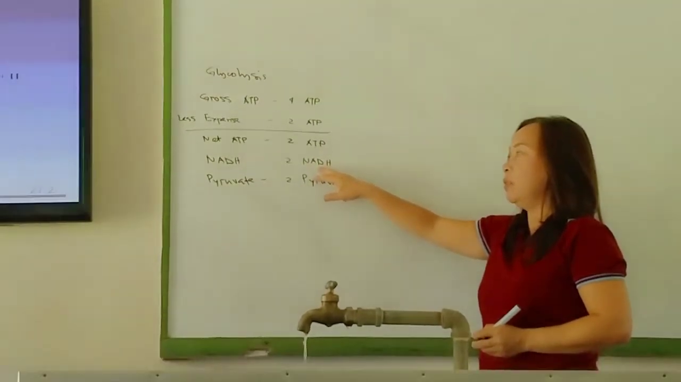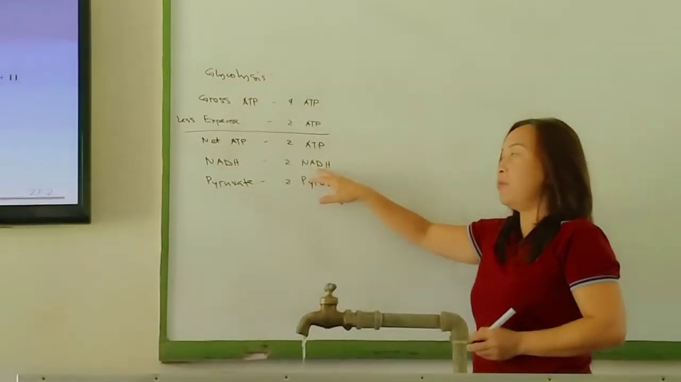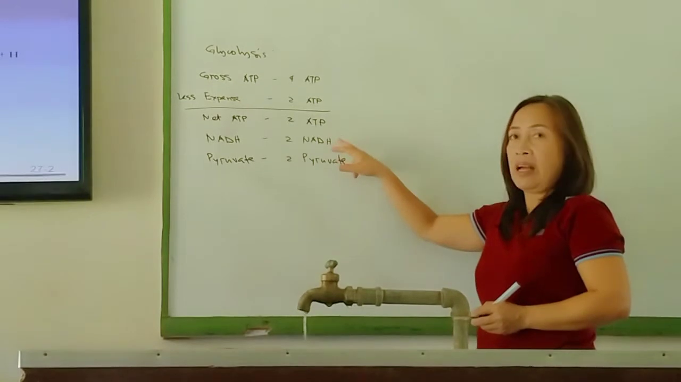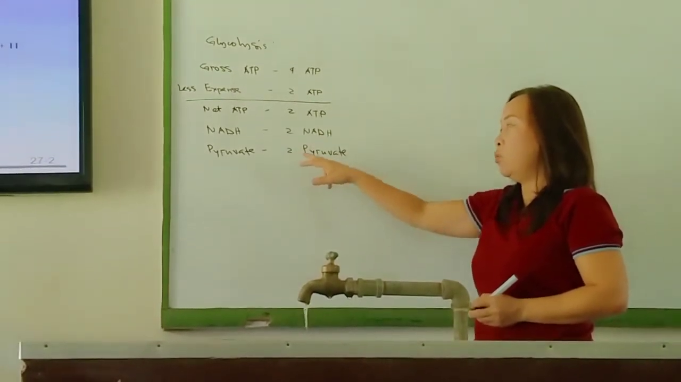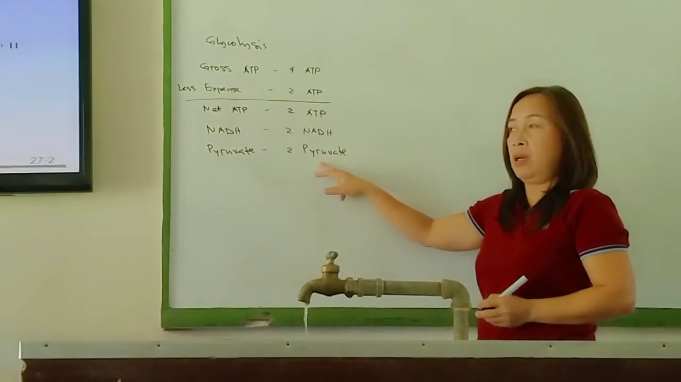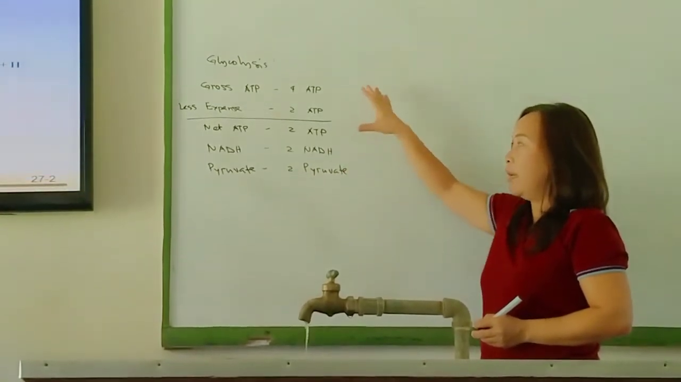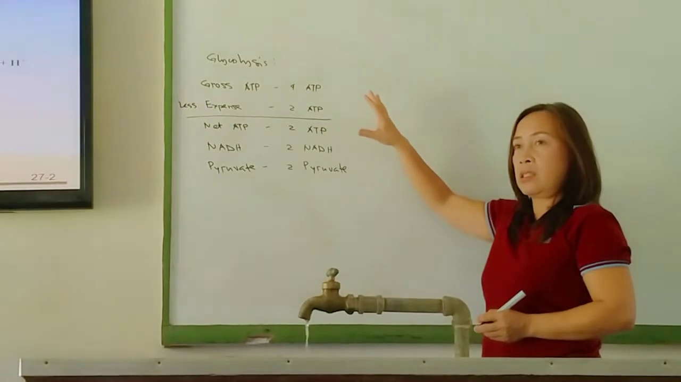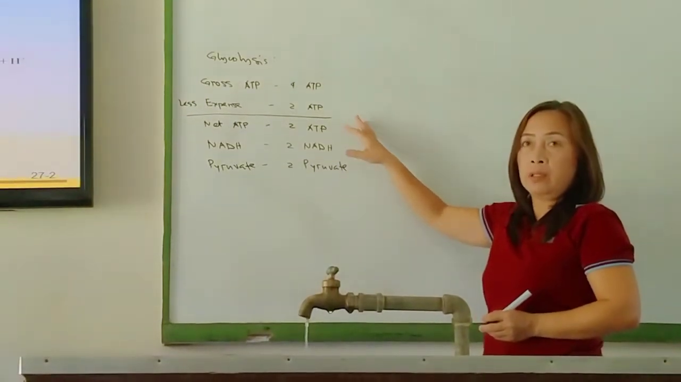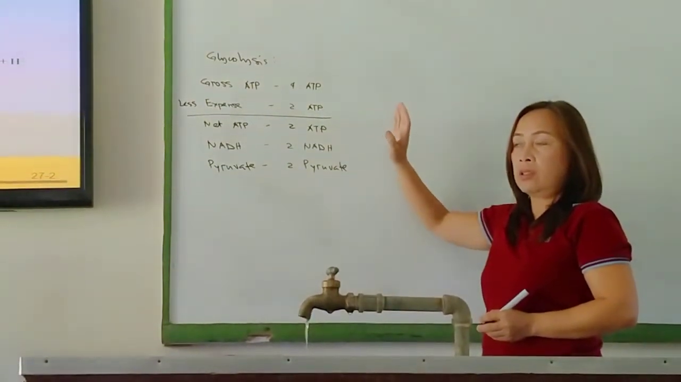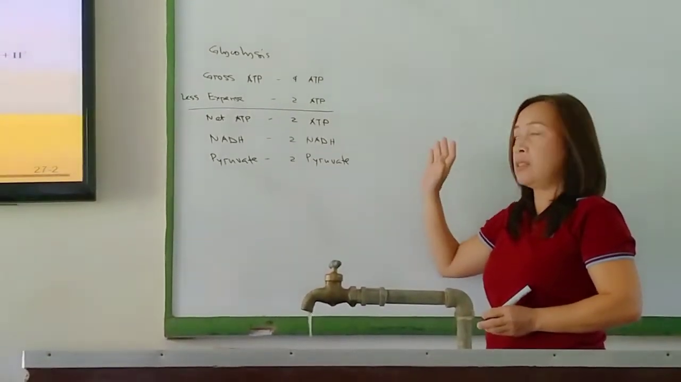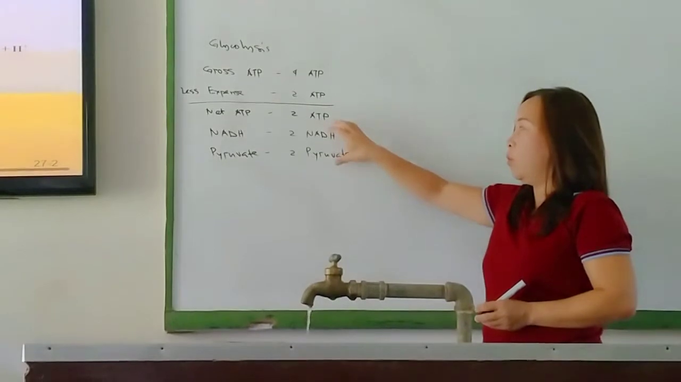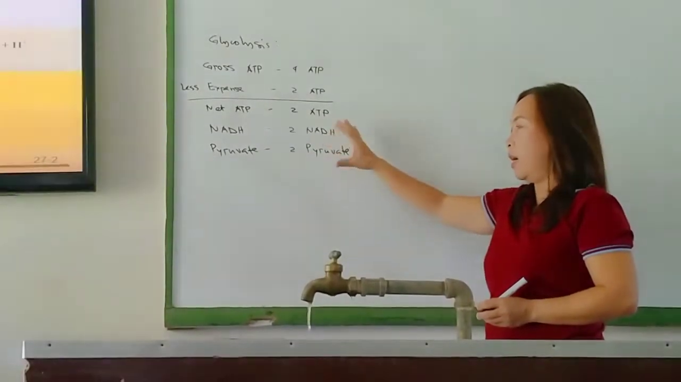On the other hand, we have 2 molecules of NAD that undergo reduction. So we have 2 NADH and the 2 molecules of pyruvate as other end products. Now glycolysis is said to be anaerobic, meaning it does not use oxygen. So this occurs in the cytosol. Now, what is then the fate of these other molecules?